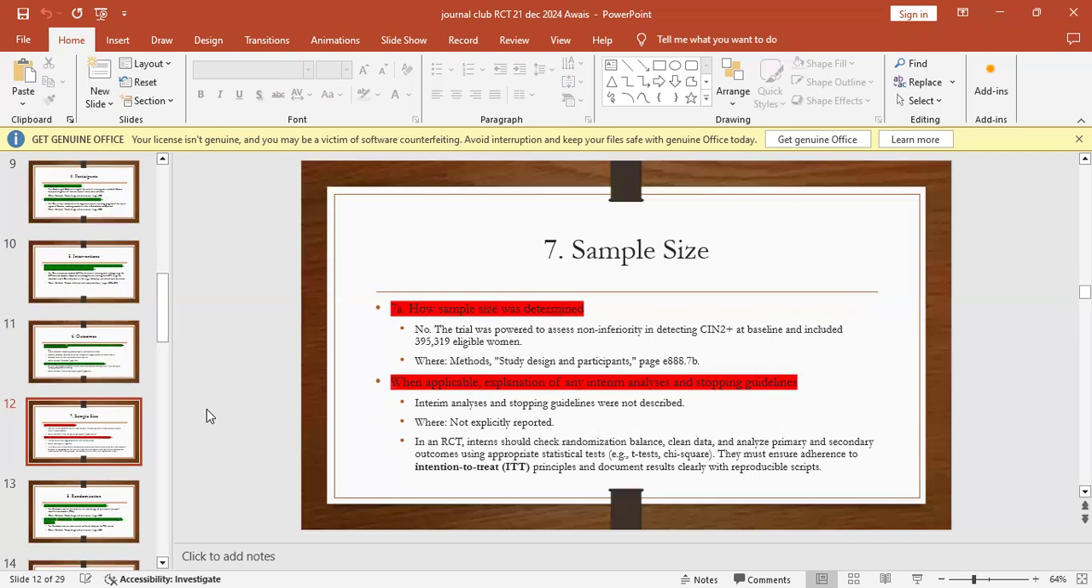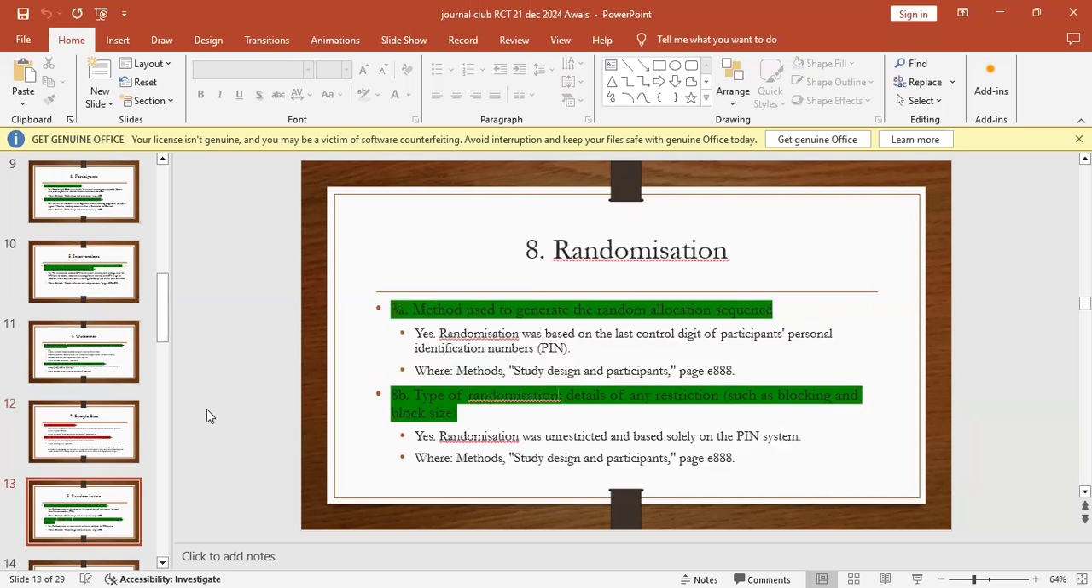Next, we have to identify, when applicable, explanation of any interim analysis and stopping guidelines. Interim analysis and stopping guidelines were not described. Now, what is meant by the interim analysis? In randomized controlled trials, interns should check randomization balance, clean data, analyze primary and secondary outcomes using appropriate statistical tests, that may be t-test or chi-square test. They must ensure adherence to intention to treat principles and document results clearly with reproducible scripts.